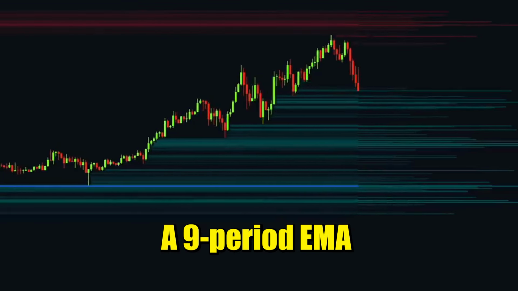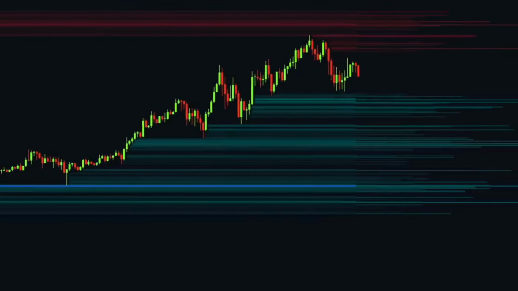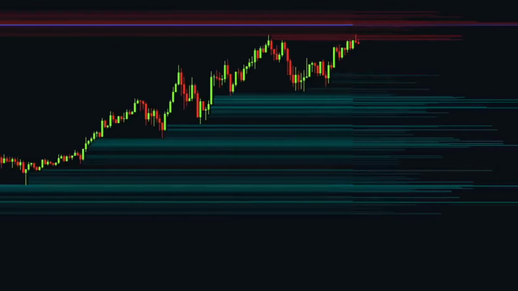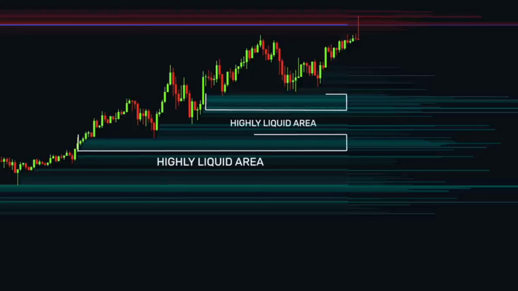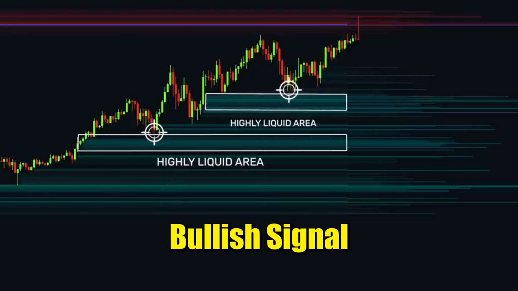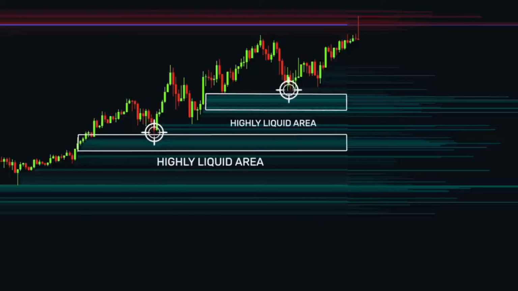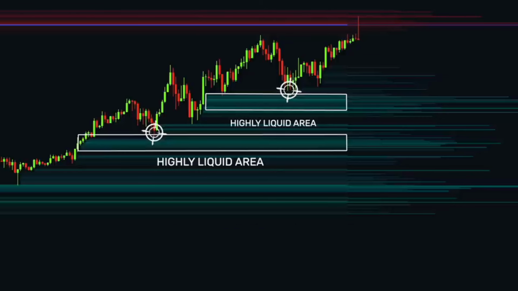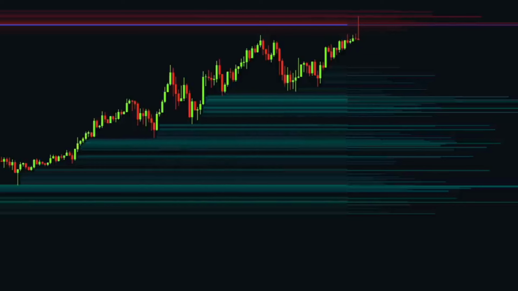A 9-period EMA of the MACD, known as the signal line, is also plotted on the chart. When the MACD line crosses above the signal line, it indicates a bullish signal, and when it crosses below the signal line, it indicates a bearish signal. The MACD is a versatile indicator that can be used to identify trend direction, momentum, and potential reversal points.